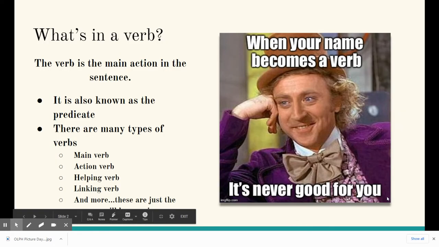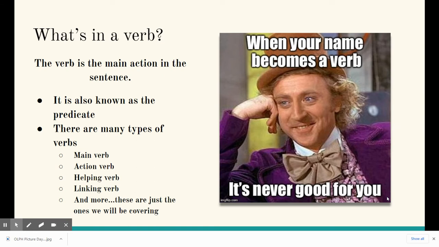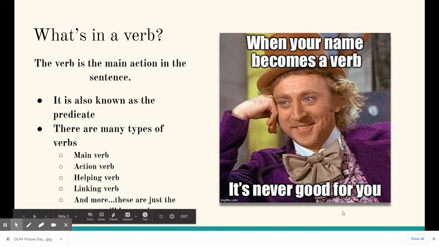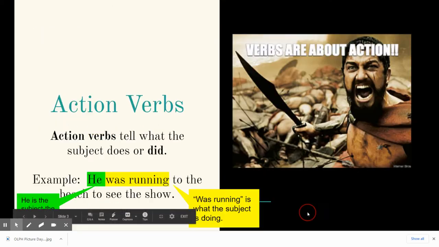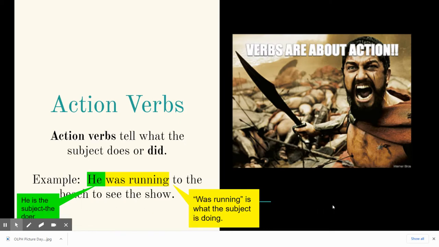What is a verb? The verb is the main action in the sentence. It could also be known as the predicate. There are many different types of verbs. The verbs we're going to be focusing on are the main verbs, action verbs, helping verbs, linking verbs. Like I said, there are more. These are just the ones that we're going to be covering in class. So let's start out with action verbs.